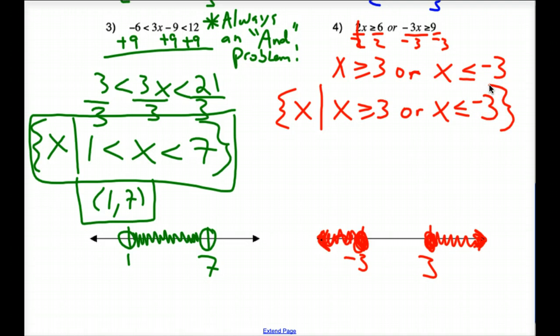Wait, I actually got that right. Can I tell you? Yes. If one of them isn't less than or equal to, it's just less than, then one would be open, one would be closed. Correct, and we will have one of those in a minute.